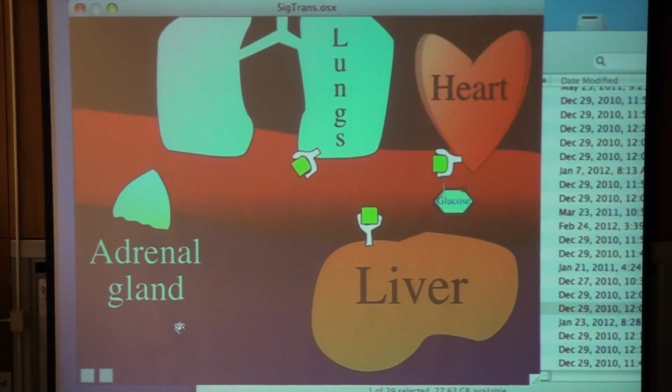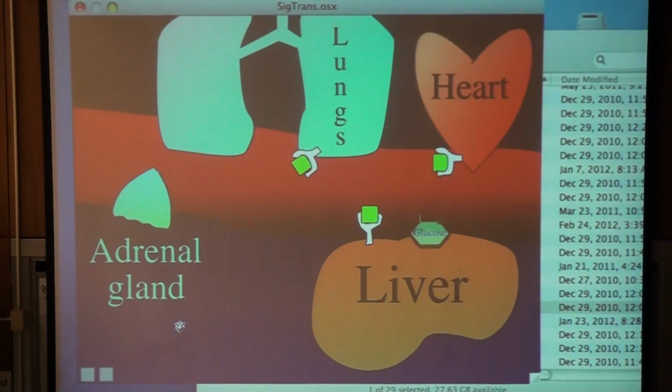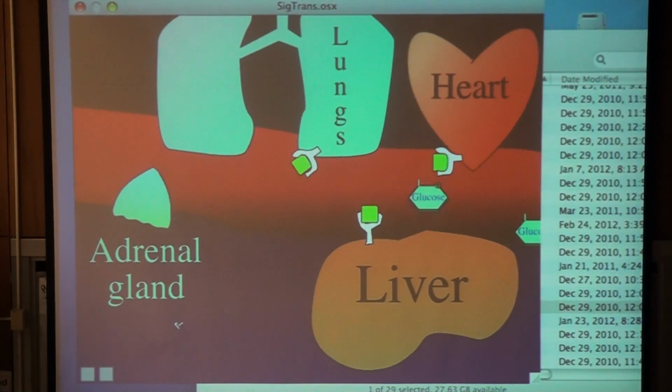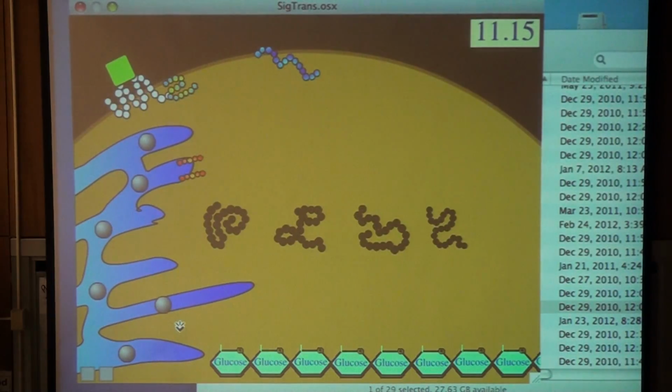Anyway, the point here is that it's the same signal molecule, but you get very different changes in the different cell types. The liver cell response is releasing glucose. Lung cells are relaxing to make the lungs bigger. Heart cells start working harder to contract faster. How is that possible? Well, this shows the signal transduction pathway for epinephrine.